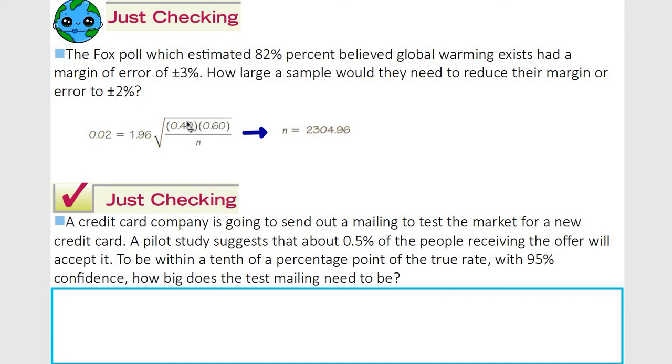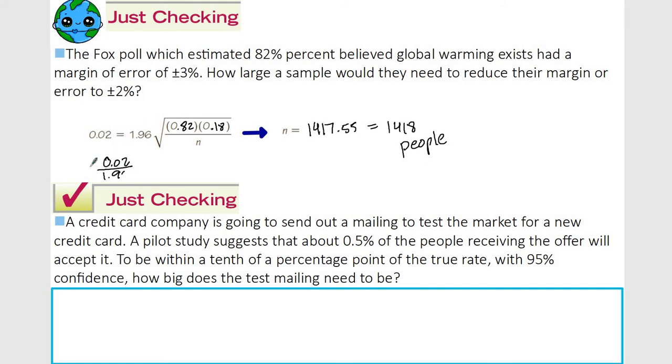We don't know what N is. So here is our critical value for 95%. 82% didn't believe in global warming, and 0.18 said it the other way, and then we solve for N. So literally getting all this stuff to the other side, so divide by 1.96 and then square it.